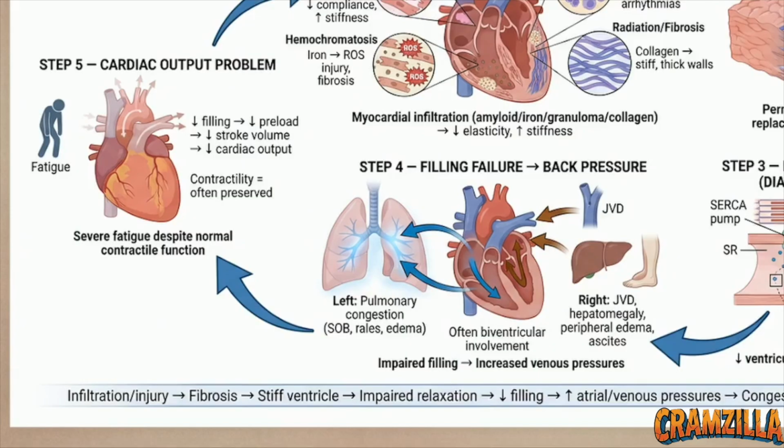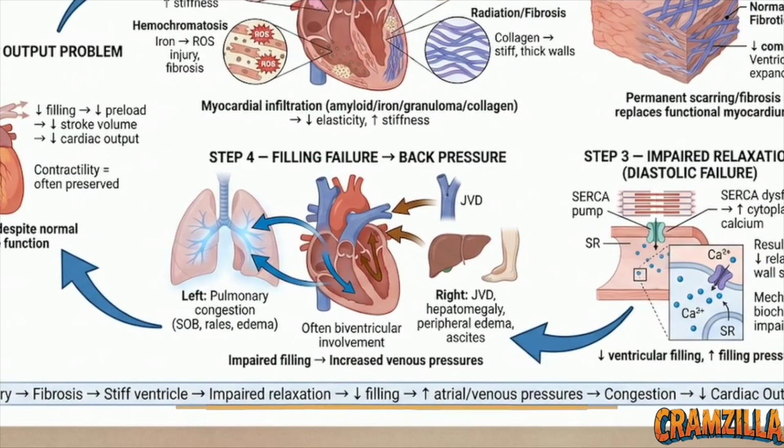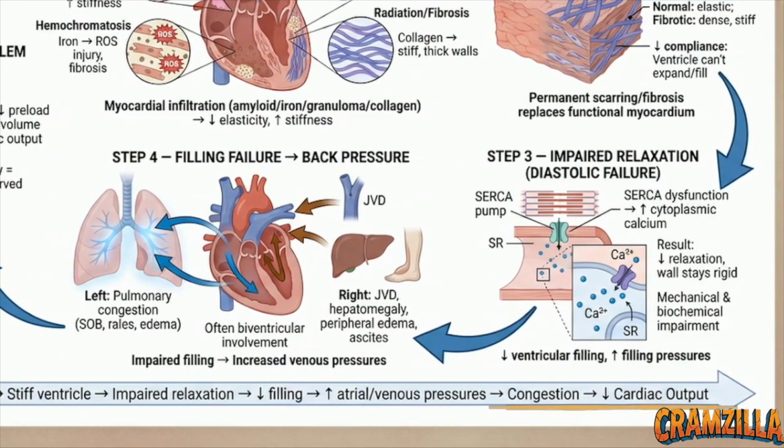This flow chart details the linear cascade of restrictive cardiomyopathy from cellular origin to clinical presentation. Infiltration causes tissue injury. That injury activates fibroblasts to deposit rigid collagen, creating a mechanically stiff ventricle. SERCA pump dysfunction compounds the problem, causing impaired cellular relaxation. The ventricle's inability to fill drops preload and forces pressure exponentially backward into the atria and venous systems. These high retrograde pressures create severe pulmonary and systemic congestion, while the lack of forward flow drops cardiac output.